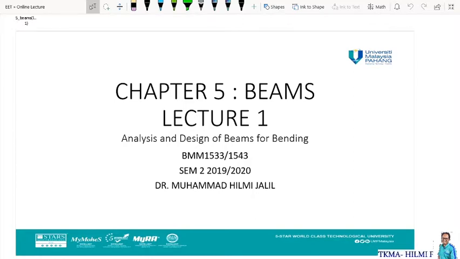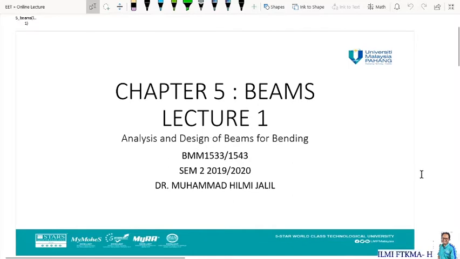So we are going to continue with our new chapter 5, and in this chapter I'm going to divide it into several lectures and tutorials. So in this chapter our main objectives are to be able to draw shear and bending moment diagrams using static equilibrium applied to the section, and then to describe the relationship between applied loads, shear and bending moments throughout the beam, and finally to be able to use section modulus to design beams. So this chapter is going to be devoted to the analysis and design of beams for bending.